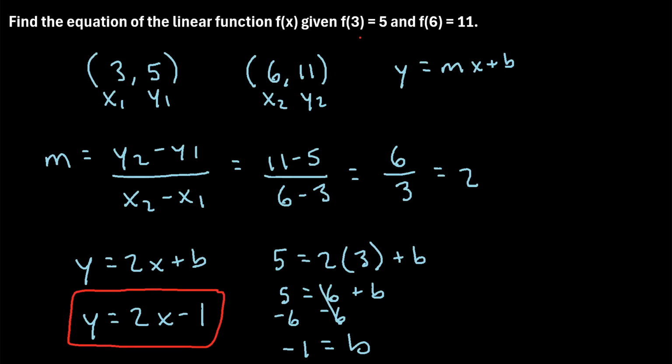And if you want to double check yourself, you can say, okay, let's plug in an x value of 3 and see if we actually get a 5. So if we plug in a 3 right here, we get 2 times 3 is 6. 6 minus 1 is indeed 5. And similarly, if we plug in a 6 for x, we should get 11 for y. So if we plug in a 6 right here, we get 2 times 6, which is 12, minus 1 is indeed 11 for y. So that's just a way to double check that you got the right linear equation.